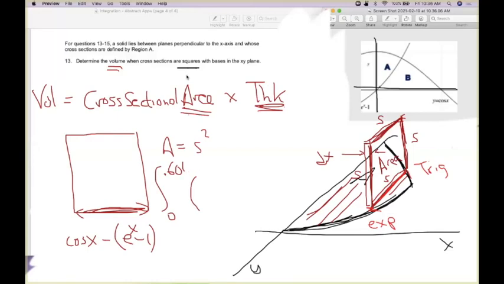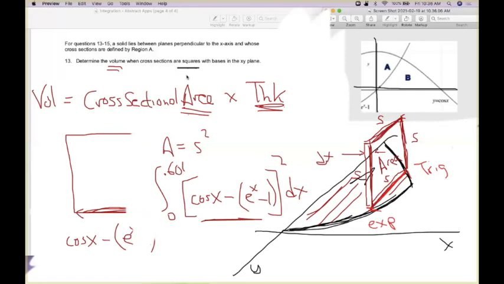wait a second. There we go. Cosine of x minus, now be careful with your parentheses on here, the quantity e to the x minus 1. That is the side of your square, and if you want its area, you square it. And we're accumulating all these areas with all of those thicknesses over the bounds from 0 to 0.601. And that is your equation for the volume, cross-sectional volume.